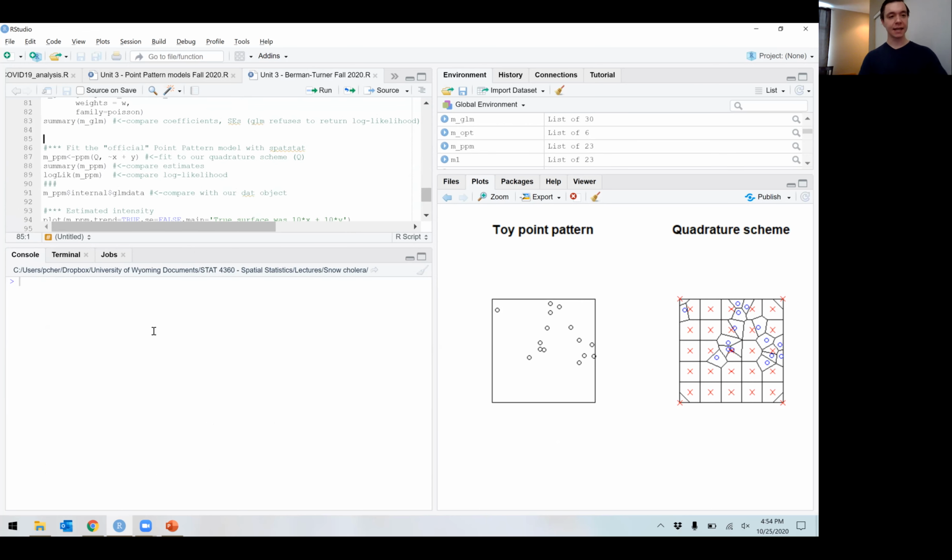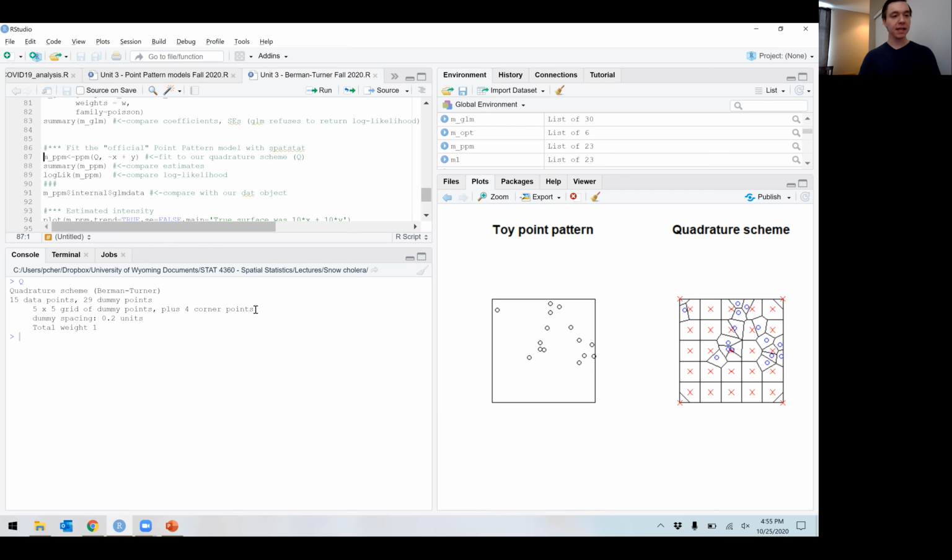All right, let's analyze the same data using the official point pattern model. Remember that Q was my quadrature scheme. Yep, it's the quadrature scheme. It's even telling us that we're all set up for the Berman-Turner. It's 15 data points, 29 dummy points. Together, that makes 44. 5 by 5 grid, 4 corner points. It reminds you what you have done.